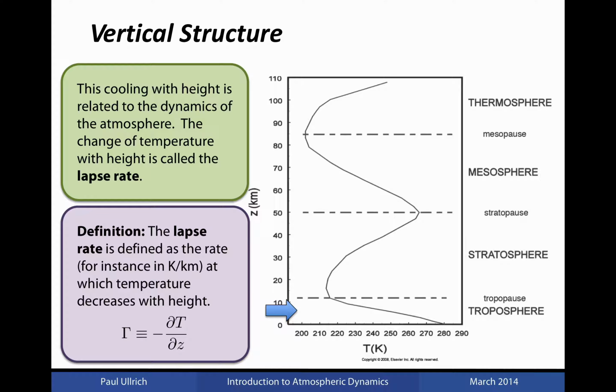The definition formally of the lapse rate is the rate, in this instance in degrees Kelvin per kilometer, at which temperature decreases with height. Note that the lapse rate automatically includes a negative sign, so that it can be written as gamma equal to negative dT/dz. This forces the lapse rate to be positive for a decrease of temperature with altitude.